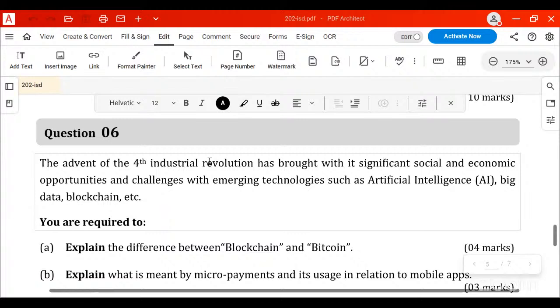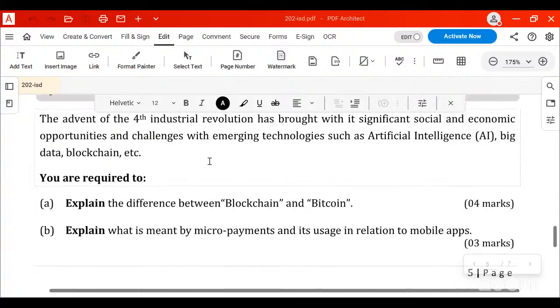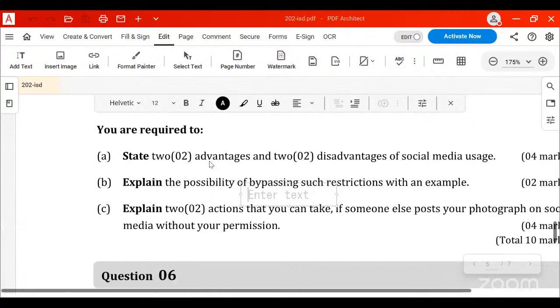Section number 6. The advent of the fourth industrial revolution has brought with it significant social and economic opportunities and challenges, with emerging technologies such as artificial intelligence, big data, and blockchain. Explain the difference between blockchain and Bitcoin. Yes, these are two different things. Bitcoin is a digital currency. Blockchain is a shared ledger, right? Micropayments is another question, so first we'll go to this question.